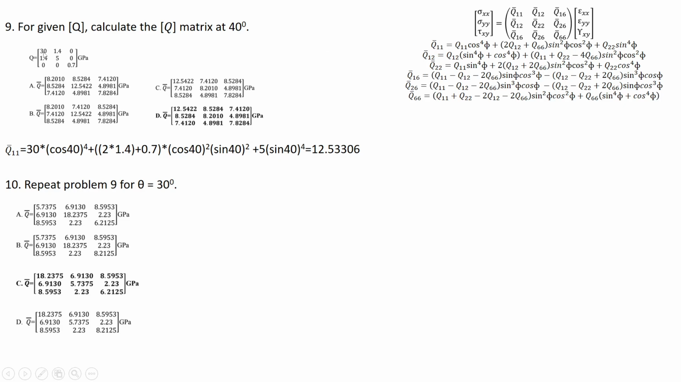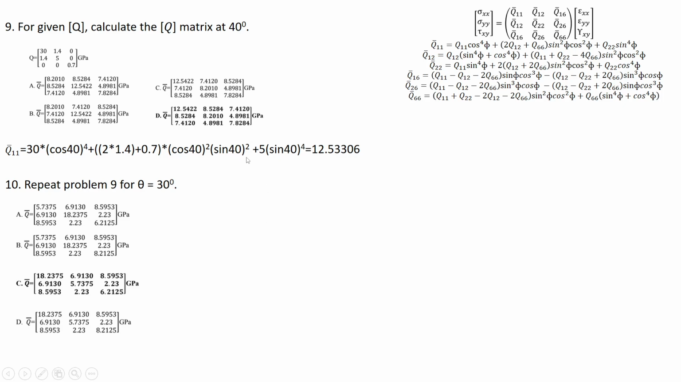This Q11 value would be 30, Q12 would be 1.4, and so on. And like I've done for the first equation, Q11 bar would be 30 times cos to the power 4 of phi, where phi is 40 degrees here. Once you substitute everything here, you'll get the answer to be 12.53, which matches here. You do similarly for all these 9 equations, and the matrix exactly matches.